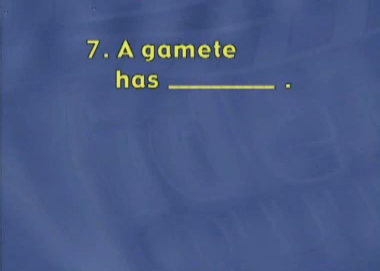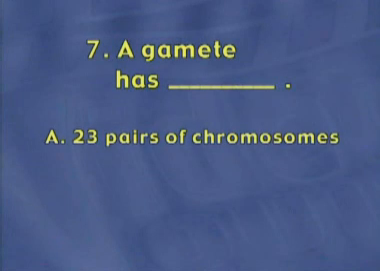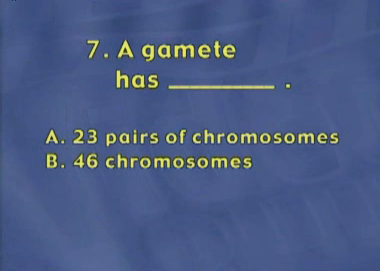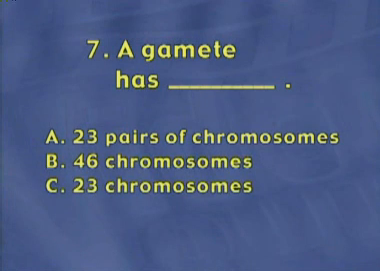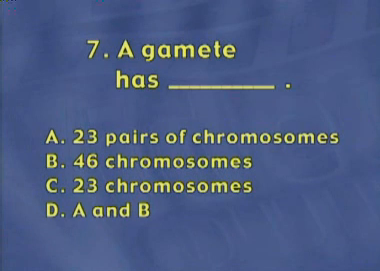A gamete has A, 23 pairs of chromosomes, B, 46 chromosomes, C, 23 chromosomes, or D, A and B.